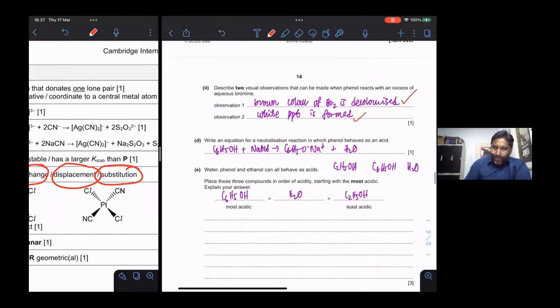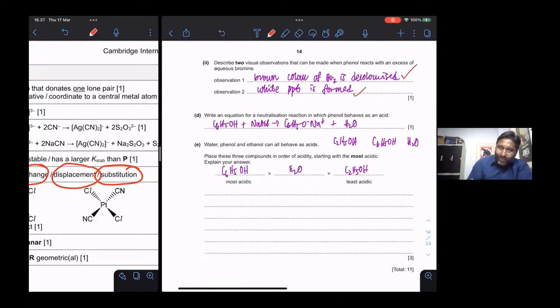Yeah, write an equation for the neutralization, in which phenol behaves as an acid. Yeah, phenol, C6H5OH. Neutralization, first thing that should come to your mind: sodium hydroxide. So sodium hydroxide with the weak acid, what will it give you? You will get the salt, C6H5O- Na+, left with what? H2O, so salt and water. So you just put salt and water over there, done.